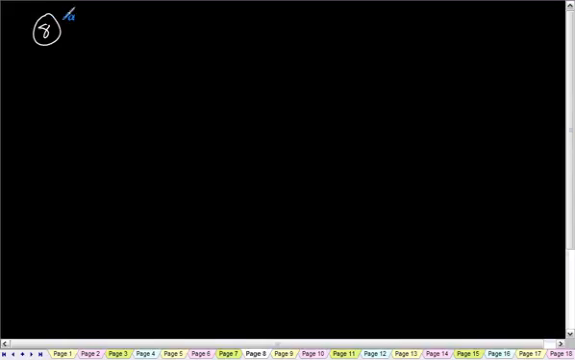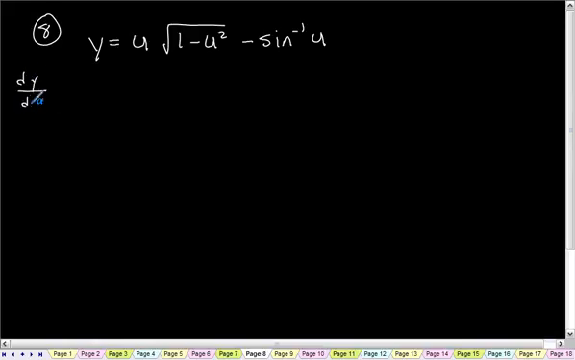Great. y equals u times the square root of 1 minus u squared minus the inverse sine of u. And they ask you to find dy/du. Notice this is a combination problem. This part is inverse trigonometric. This part is just a regular standard derivative.